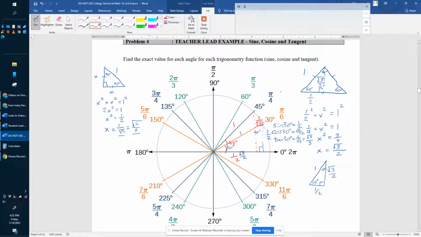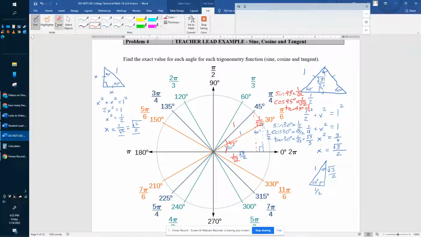So sine of 45. It's going to be opposite over hypotenuse, so 1 over the square root of 2. Cosine of 45 degrees is also going to give us 1 over the square root of 2. Tangent of 45 is going to give us 1 over the square root of 2 divided by 1 over the square root of 2. It is going to be 1.